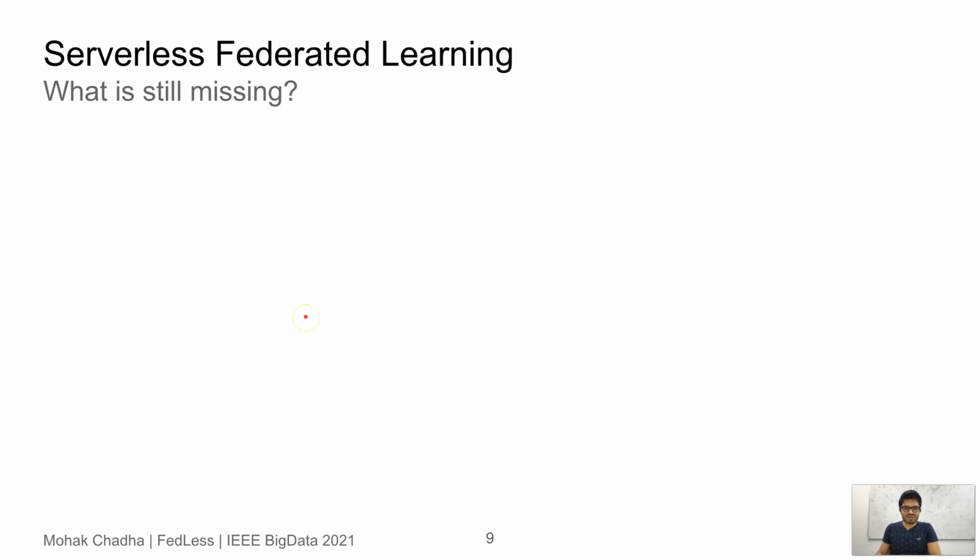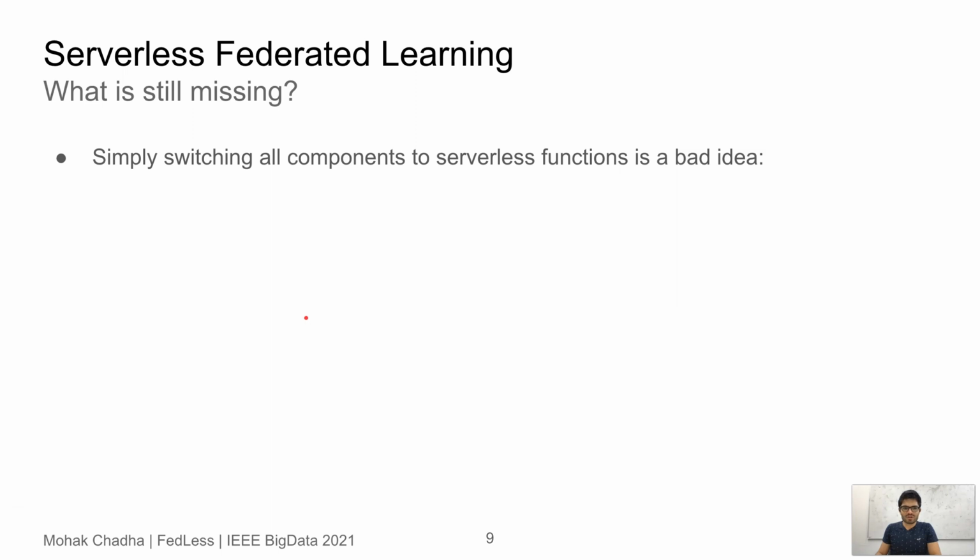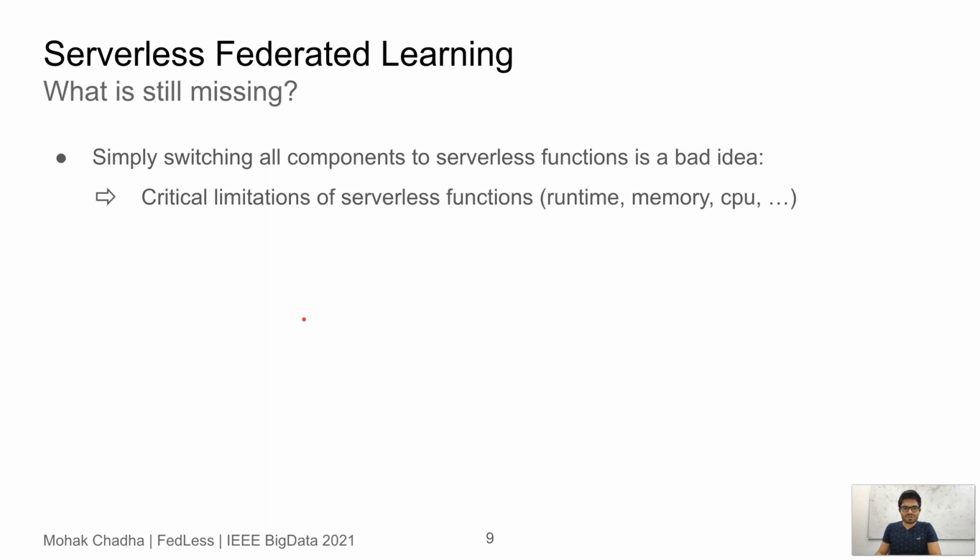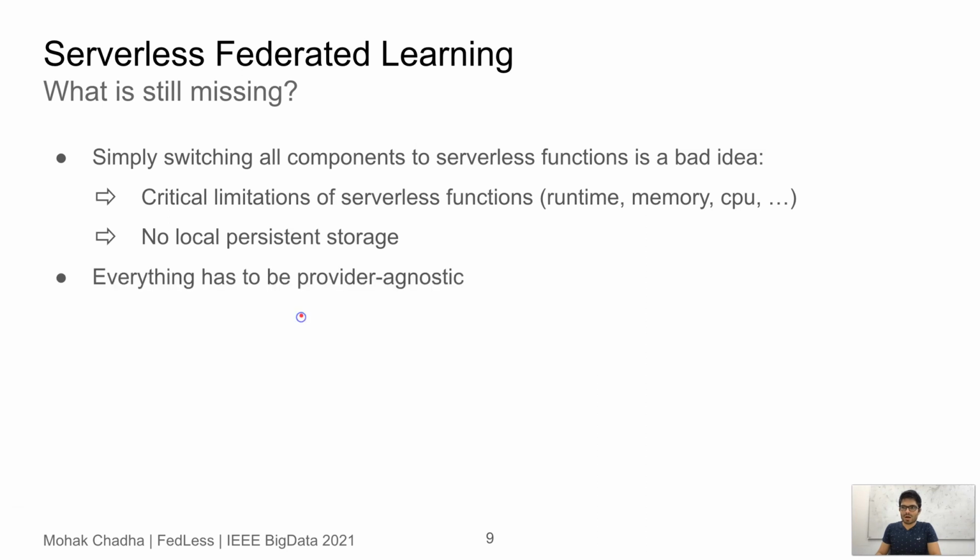So what is still missing with serverless FL? Simply switching from a stateful FL system to serverless functions is not a good idea, because of critical limitations of serverless functions, for example, the maximum runtime or the memory that a function can have, and no local persistent storage due to the stateless nature of FaaS functions. Moreover, everything has to be provider agnostic. Data holders operate their own clients. Forcing them, for example, to use AWS might not be possible for a hospital if they are not legally allowed to upload their data to the cloud.